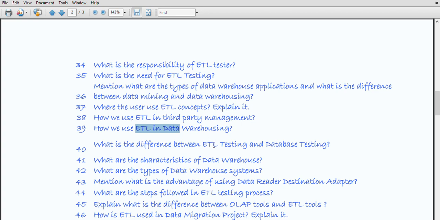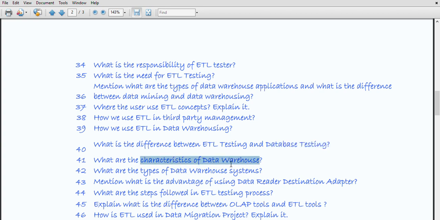Then what is the difference between ETL testing and database testing? The goal of ETL testing is reporting and business intelligence, and the goal of database testing is to integrate the data. In ETL testing a dimensional model is used, and in database testing a relational model is used, right?